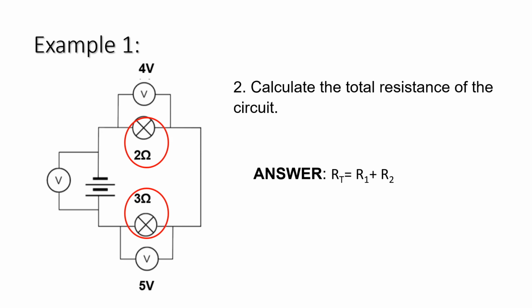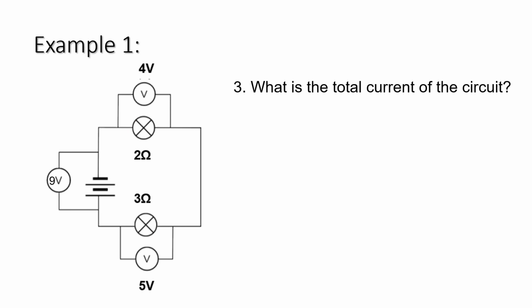So our formula goes like this: RT is equal to R1 plus R2, because we only have 2 resistors in this series circuit. We substitute the values from our circuit into the formula. So our next step will be RT is equal to 2 ohms plus 3 ohms, which gives us a total resistance of 5 ohms.